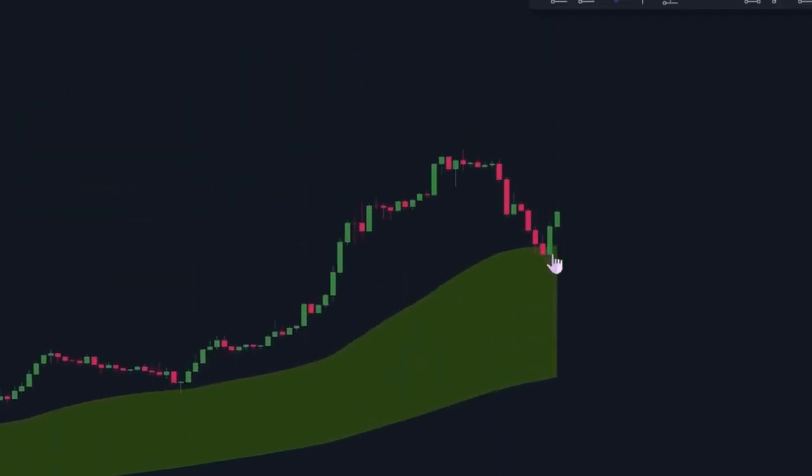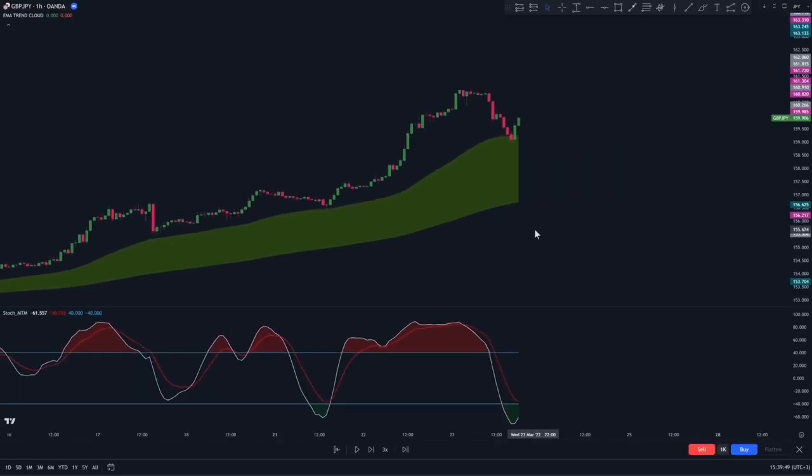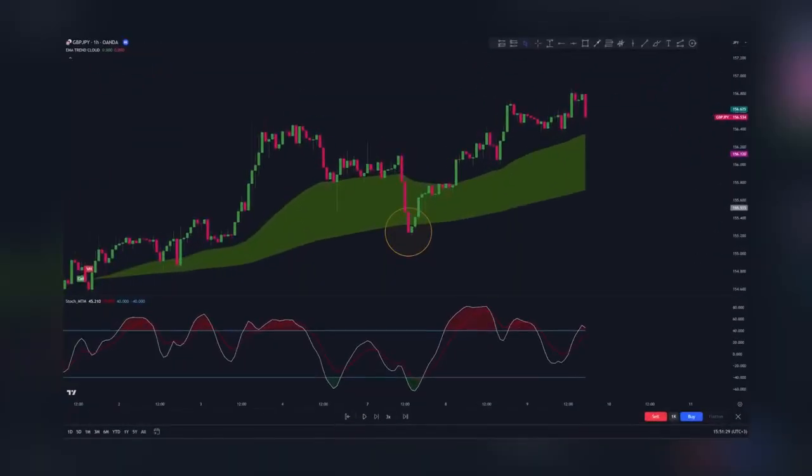Third, during the pullback, the price should touch the EMA trend cloud without breaking and closing below it. If a pullback just happens and the price doesn't touch the EMA cloud like this one, we'll skip that setup. We will also skip it if it breaks and closes below the trend cloud like this.